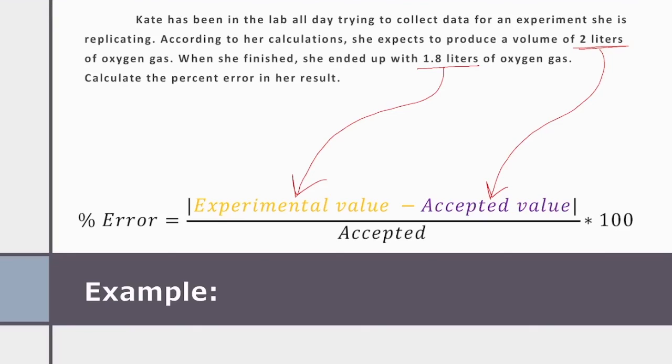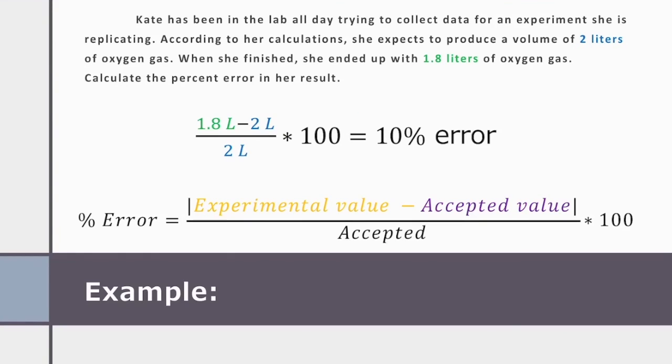Now let's plug these numbers into our formula. There you see we've got our 1.8 liters right here, and then our 2 liters, which is our accepted value, goes up here on the top and in the denominator as well. Then we multiply that by 100, and we can see that Kate had 10% error in her whole process of producing this oxygen gas.